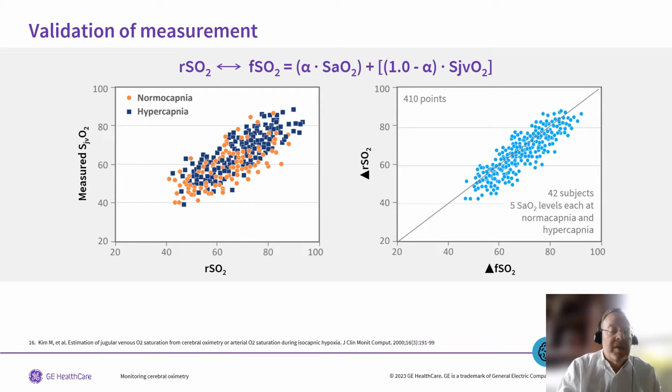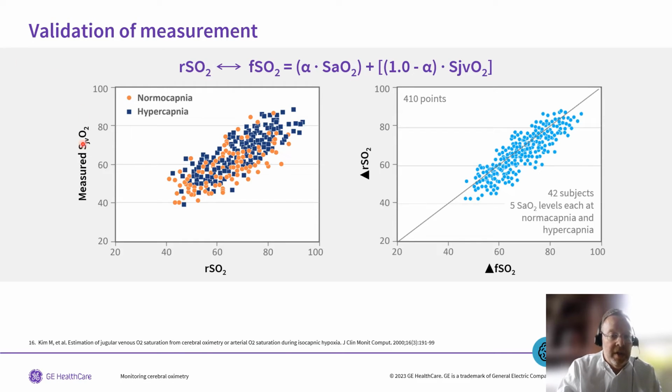Here's a slide that talks about how RSO2, or regional saturation, is derived and validated. Because regional saturation can't be compared to an invasively obtained gold standard, a new variable was created called field saturation. Essentially, field saturation is jugular venous saturation at 75%, with 25% arterial saturation contribution, based upon what we know the content of the mix of blood in the brain capillaries to be.